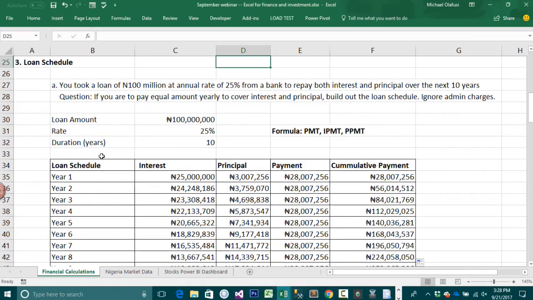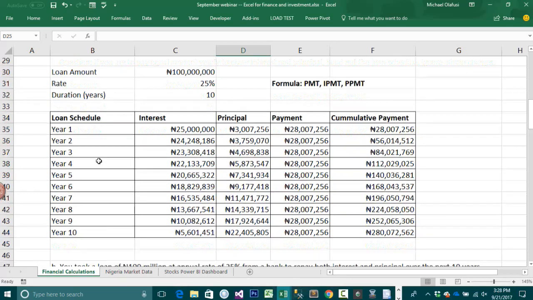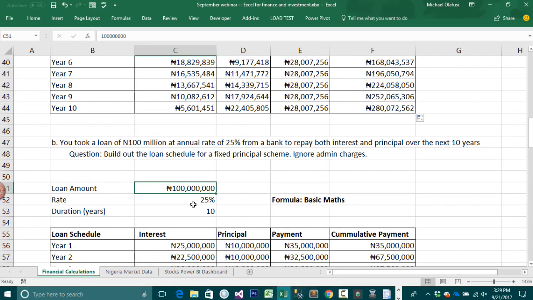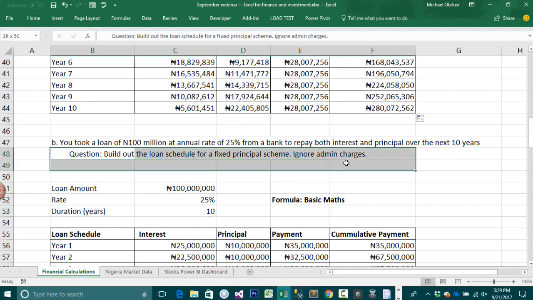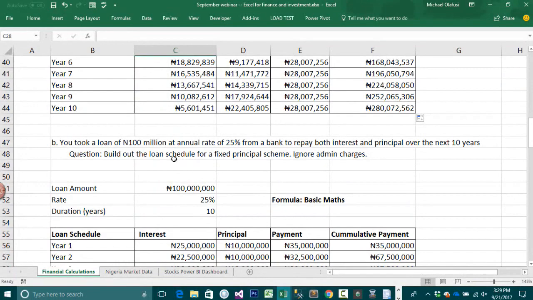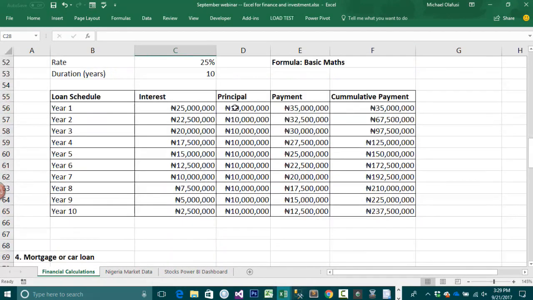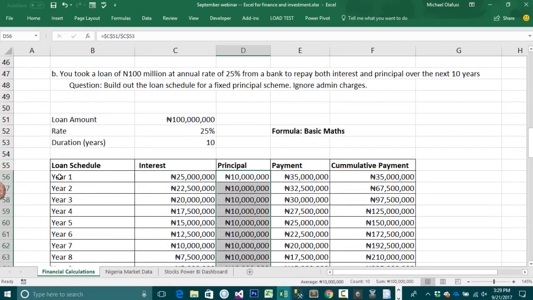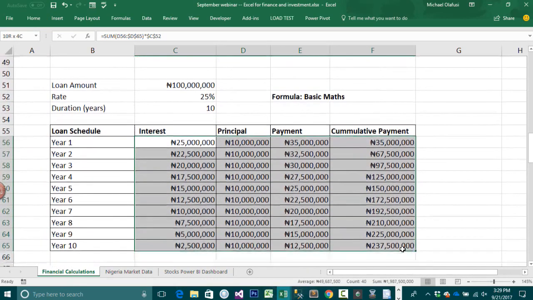So let's continue with the same loan issue. The same, you borrowed 100 million naira, 25% annual rate, you pay back over a period of 10 years, but this time we're not going to be using the equal amount constant payment one. You're going to be using the fixed principal. Fixed principal means they split the principal over the years of the loan. So you can see here, let me do the calculation for that for you.